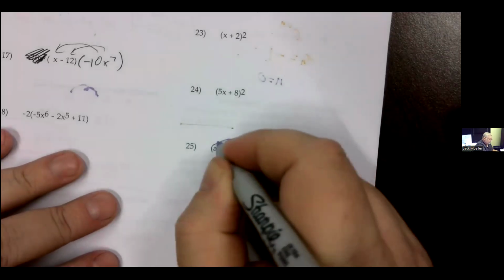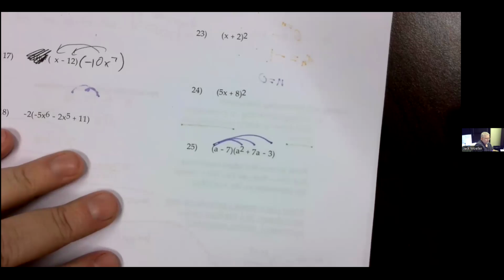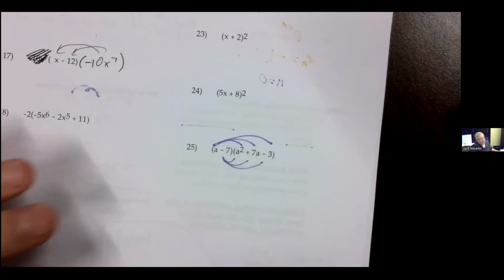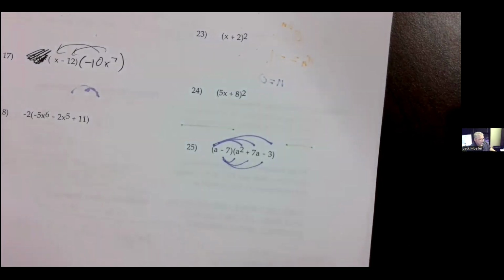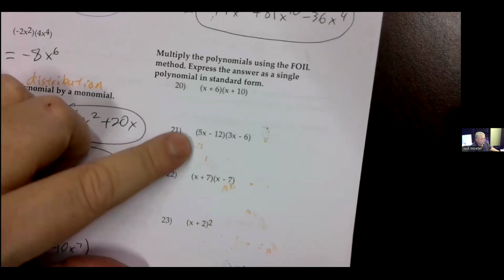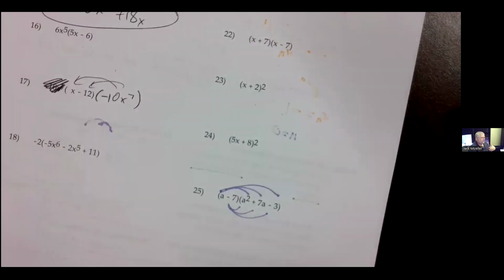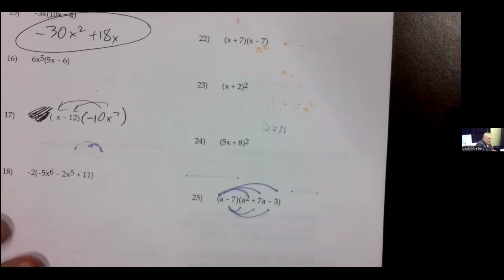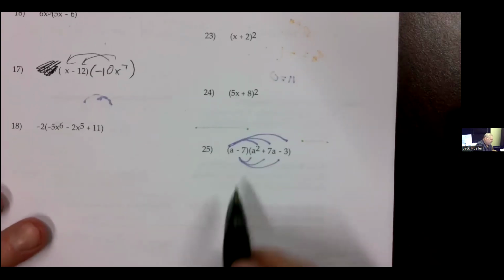Well, a times a squared, times 7a, times minus 3. And then negative 7 times a squared, times plus 7a, times minus 3. And so we're still multiplying everything in the first polynomial times everything in the second polynomial. The only difference is now, instead of doing 2 times 2 from a binomial, we're going to do 2 times 3. So we should have 6 terms we multiply rather than 4. So it's just a slightly longer version of what we've been doing. So go ahead and do that, and then we'll see where we come out.